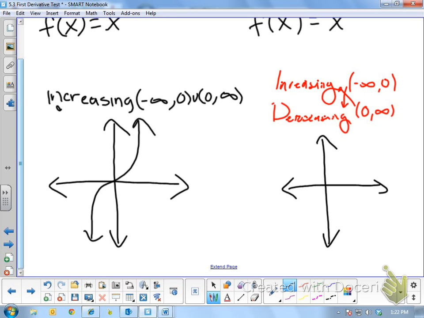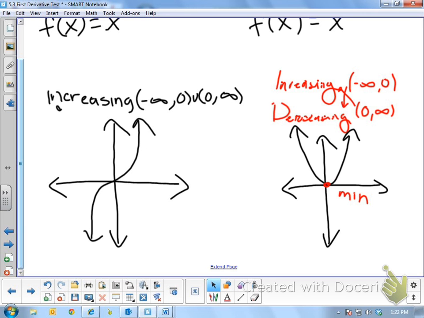Ben, what's the graph of x squared look like? It's just a parabola. It looks like a U. So which of these has an extreme value? The parabola has an extreme value, a minimum, at 0, 0.